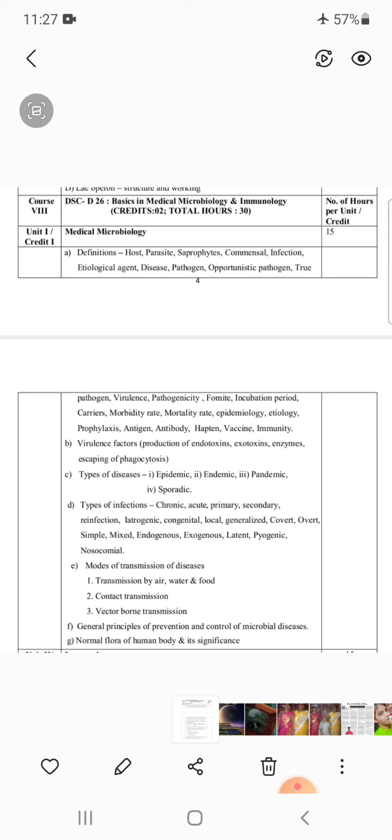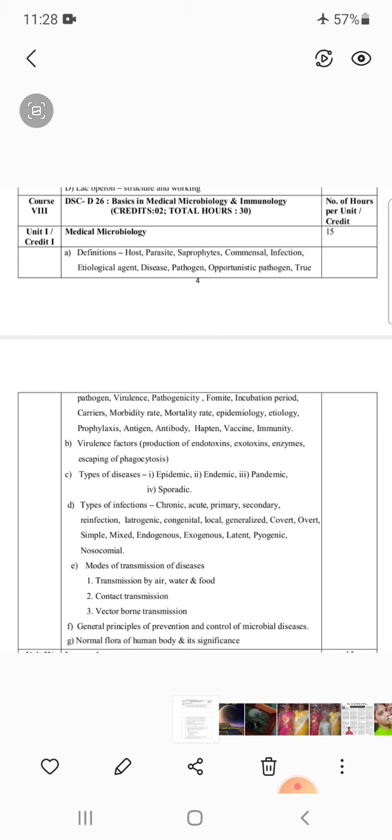Okay, so in that syllabus they have given the definitions of various concepts. The first one is host. What is meant by host? Host is a person who will get infected by a particular organism which will cause disease in that specific person. That is known as a host here.